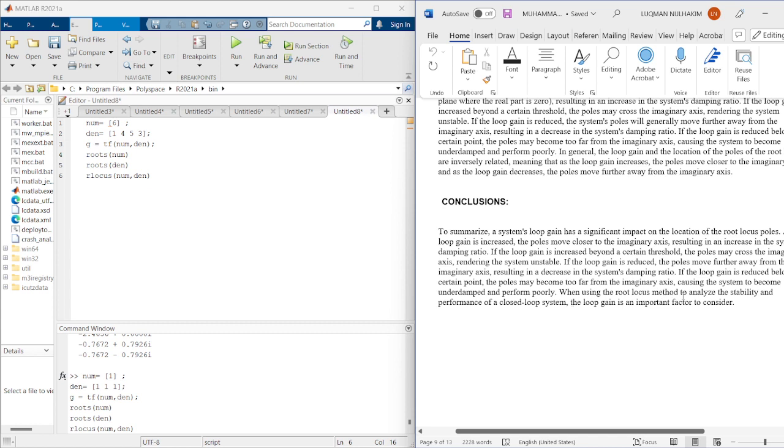When using the root locus method to analyze and stabilize the performance of a closed loop system, the loop gain is an important factor to consider.